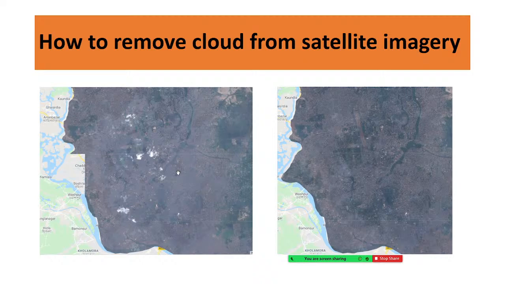When you want to make a land cover classification map, you need to remove all of the cloud and haze, because if they stay in your satellite imagery, you cannot get a good accuracy result. The cloud also has a pixel value, so it is counted in the classification, and we cannot get a proper accuracy result. So it's very important to remove the cloud for any remote sensing work. I will try to show you these things.